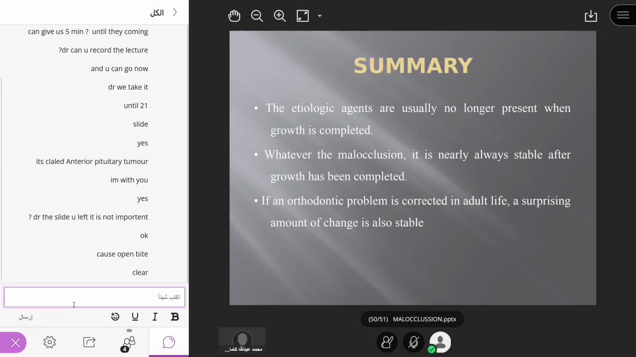So the summary is that the etiological agents are usually no longer present when growth is completed. Whatever the malocclusion, it is nearly always stable after growth has been completed. So if the habit is removed before the completion of growth, it is auto-reversible. It reverses spontaneously without any treatment. Sometimes it does not need any treatment if the habit or any cause, that is the etiology of malocclusion, is removed before the development is completed. If an orthodontic problem is corrected in adult life, a surprising amount of change is also stable, right?